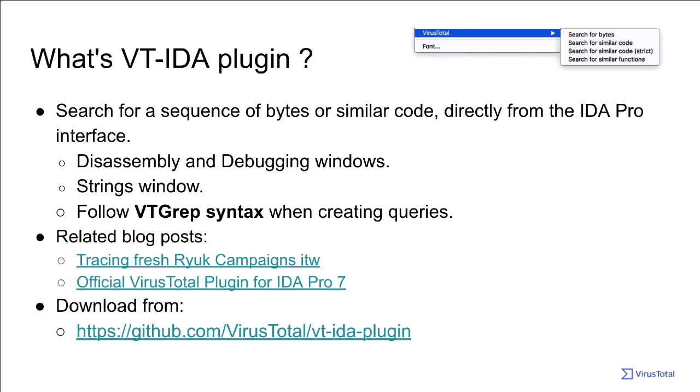So what is this plugin for? It provides an easy way to search for a sequence of bytes or similar code directly from the IDA Pro interface. Just select an area in the disassembly or debugging windows. Right-click and choose one of the search methods provided. You can also look for similar strings in the strings window. We'll see in a few minutes how it works in a short demonstration. Two blog posts were published last year, where you can take a look at how we can use this plugin in a real-life investigation.